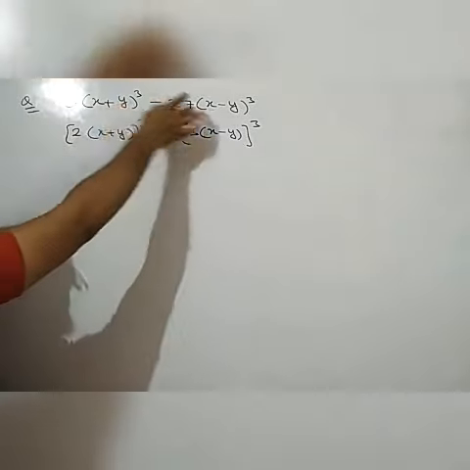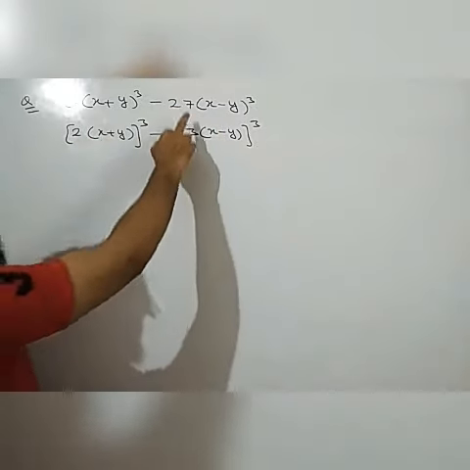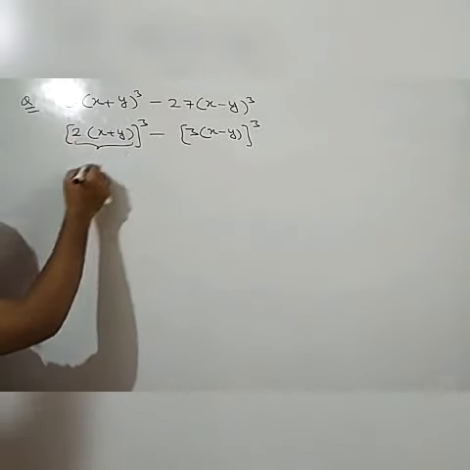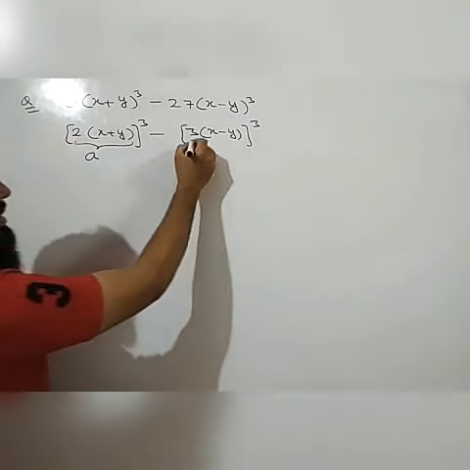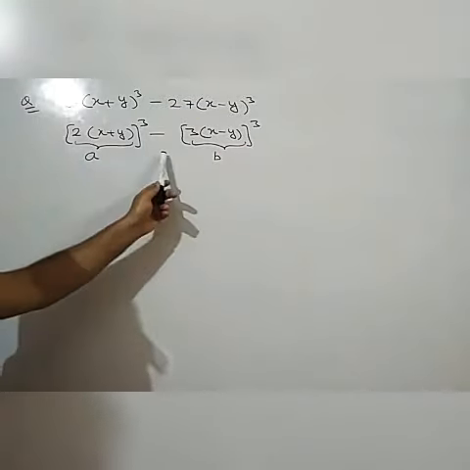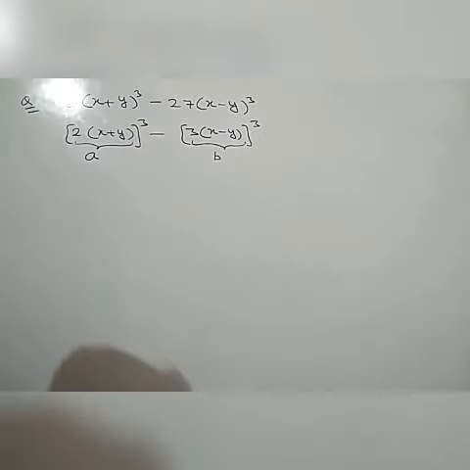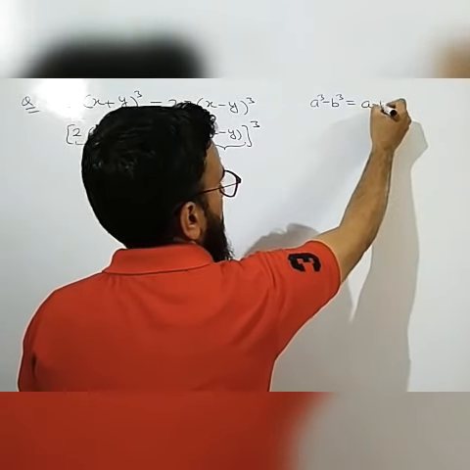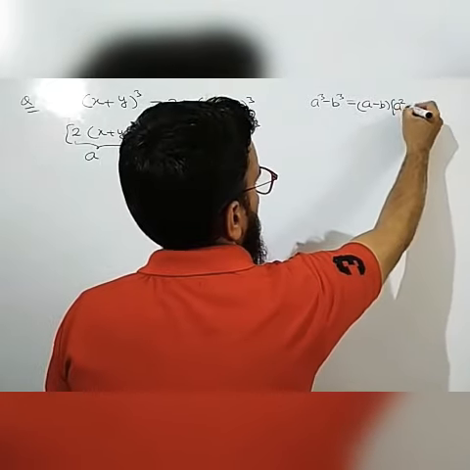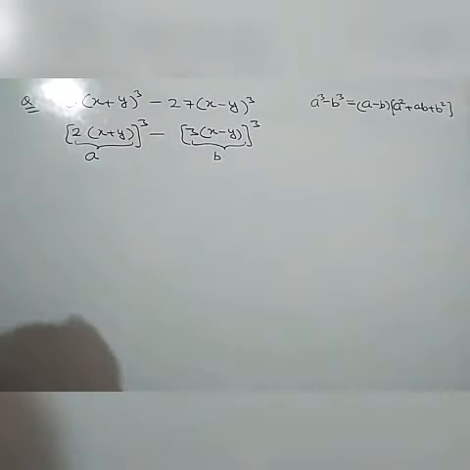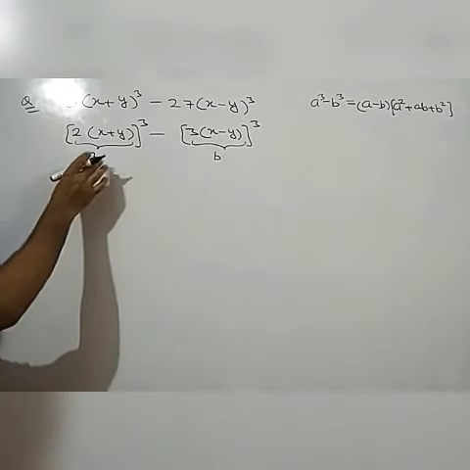So we have converted these two terms as 2x plus y whole cube minus 3x minus y whole cube. Now we can consider this complete bracket as A and this complete bracket as B. So it is written A cube minus B cube. Clear? So now we can put the value. What is the identity of A cube minus B cube? We know the identity. A cube minus B cube is A minus B in the first bracket, then A square plus AB plus B square in the second bracket. So putting these values, we will get the first term.